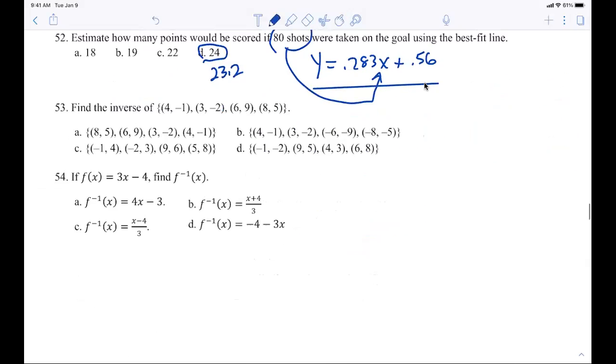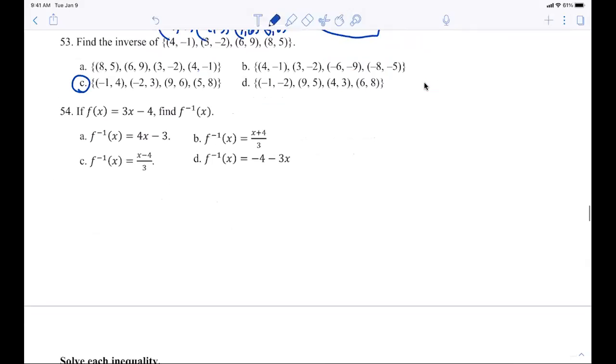Okay, inverse, we just did what? We switched the X and the Y. That's what inverse means. So 53 would be -1, 4, -2, 3, 9, 6, 5, 8. That's what I got, C.